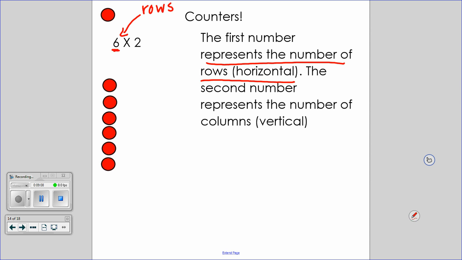We're taking that stuff together, using the other side of the desk. But see, that's fine. The second number tells how many columns. Columns go up and down. So in 6 times 2, we have 2 columns. So I'm going to make another column of 6 counters.